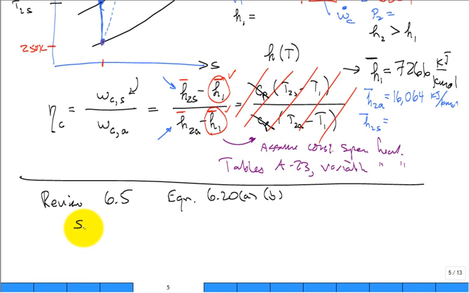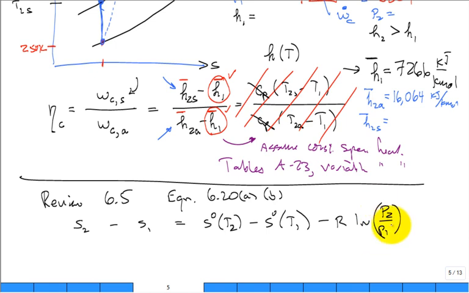And so it says S2 minus S1 is equal to S naught at T2 minus S naught at T1 minus R natural log of P2 over P1. Or sometimes they'll write it like this. They'll write S at T2, P2 minus S at T1, P1. Meaning the entropy is affected by T1 and T2. The change in entropy is a function of the temperatures as well as the pressures.